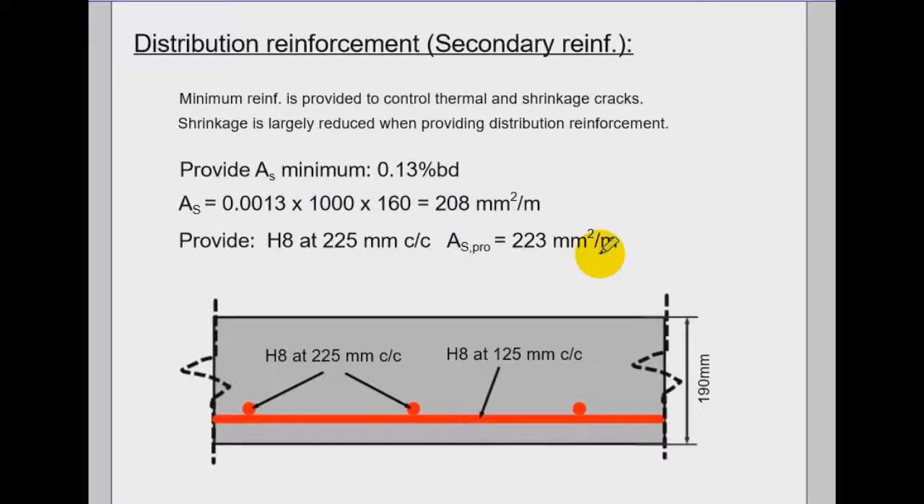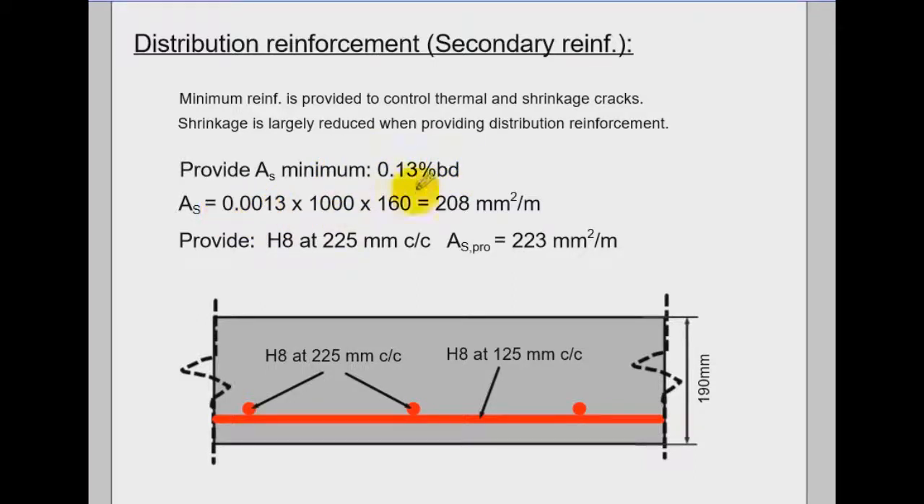So we move on to the secondary, or transverse, or even called distribution reinforcement. So we provide the minimum reinforcement, which is 0.13% bd, to control thermal and shrinkage cracks. They are only there to control the shrinkage and thermal cracks after the concrete sets. So we provide the minimum As, which is 0.13% bd.